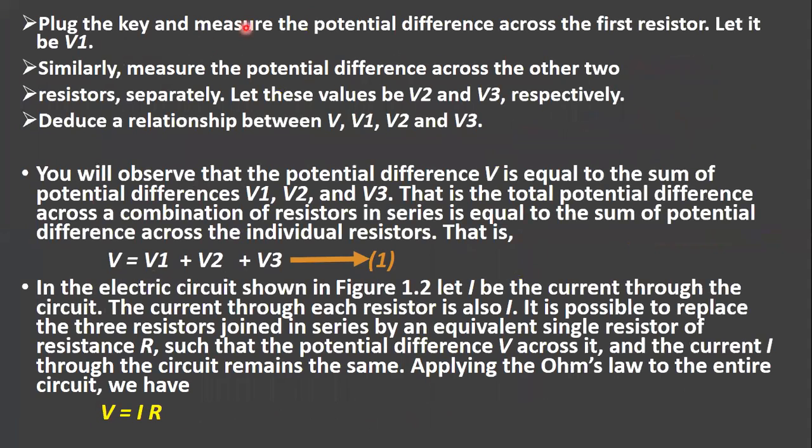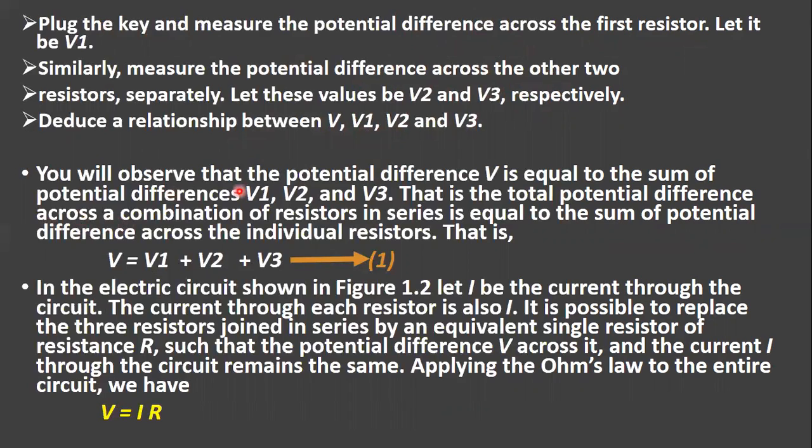Now plug the key and measure the potential difference across the first resistor. Let it be V1. Similarly, measure the potential difference across the other 2 resistors separately, and let these values be V2 and V3. As we are connecting here 3 voltmeters, we will represent the potential differences as V1, V2 and V3.